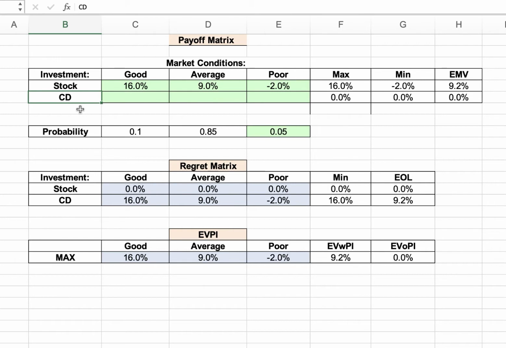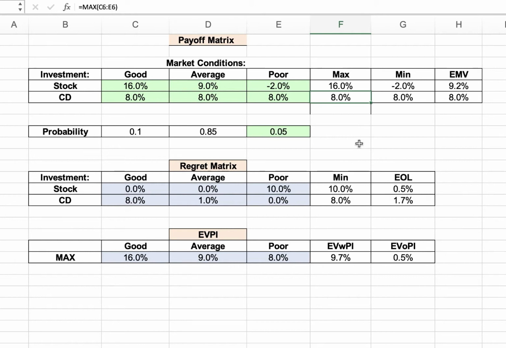Our second alternative is the CD investment. And for this problem, the CD has a very generous guaranteed rate of return of 8%. And the CD does not vary according to market conditions, so that's always 8% for all 3 states of nature. So now how could we use this information to make a decision?